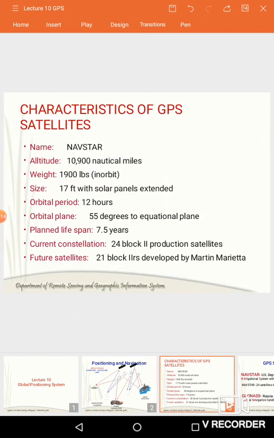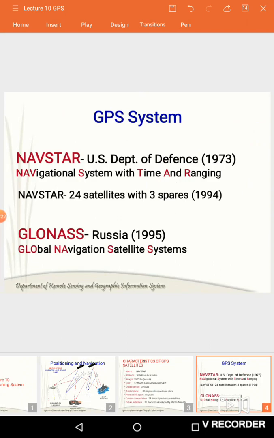This is the characteristics of GPS satellite Navstar. Its altitude, weight, size and all are present in this slide. And next we have GPS systems. It is nothing but the navigational system to know the exact time and exact position of a particular system. The US-based Navstar was launched in the year 1973 with 24 satellites with 3 spares.